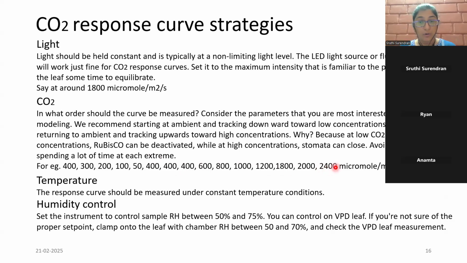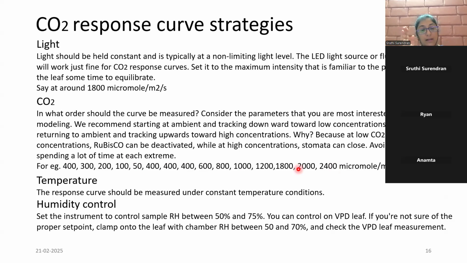So if you keep it at a very low value or a very high value, there are chances that this Rubisco can be deactivated at very low values, and chances are there that the stomata will close at very high values. Suddenly, if it is exposed to a very high concentration, stomata is going to detect some hazard, and it is going to close. So from then onwards, if you make any measurement, probably you will not get correct values of photosynthetic rate. So that is why this is one protocol that is followed while measuring the carbon dioxide response curve.